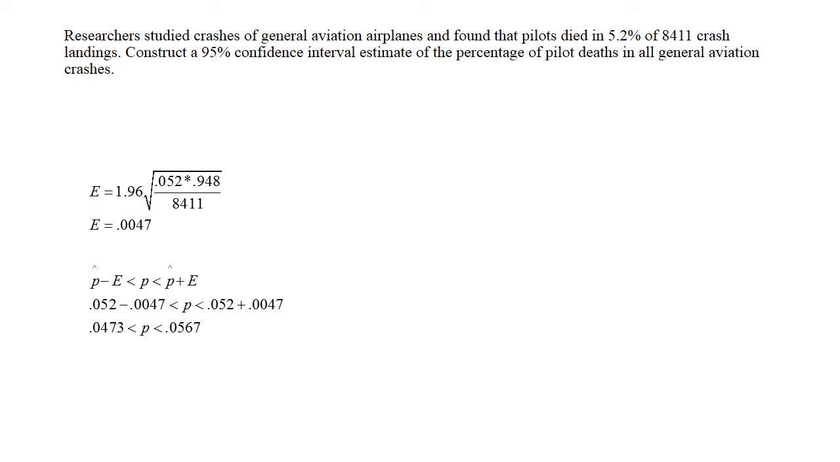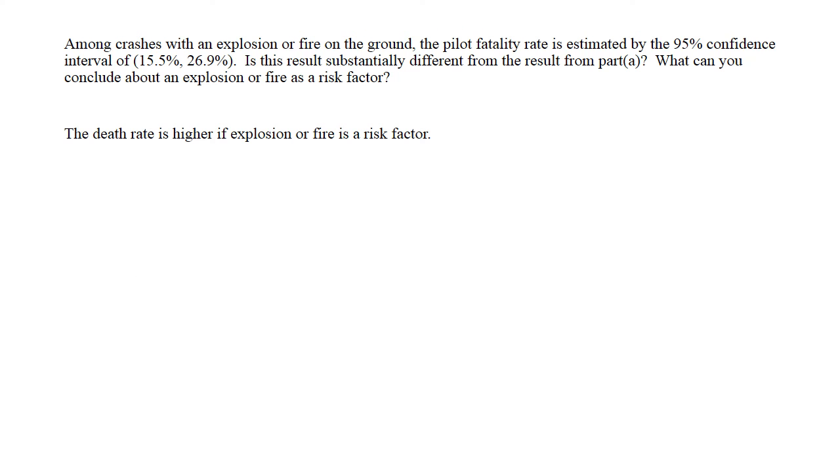Now we can construct the confidence interval: p hat minus E is less than p is less than p hat plus E. 0.052 minus 0.0047 is less than p is less than 0.052 plus 0.0047. The confidence interval is 0.0473 is less than p is less than 0.0567.